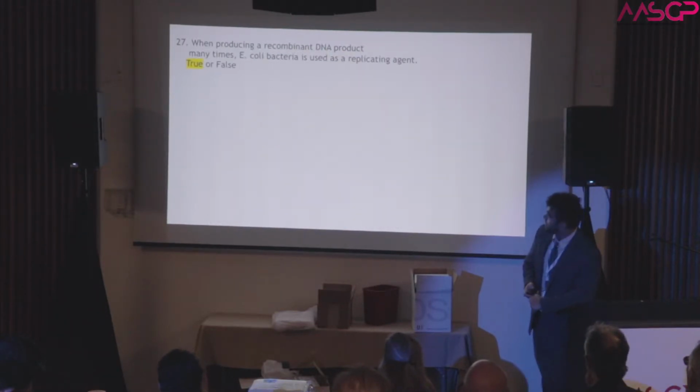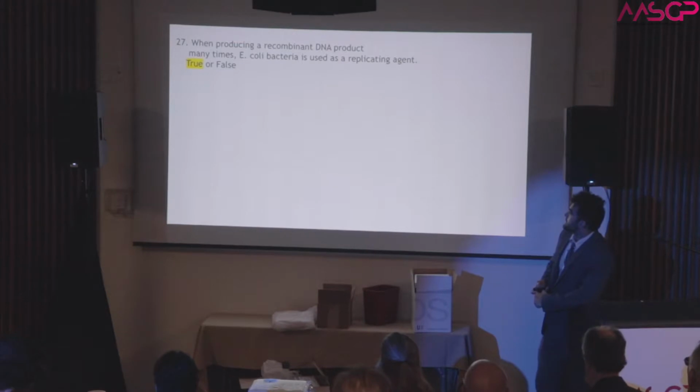When producing recombinant DNA products, in a lab setting, E. coli is used as a replicating agent. True. E. coli is typically the model for replicating plasmids to be introduced into some organisms.